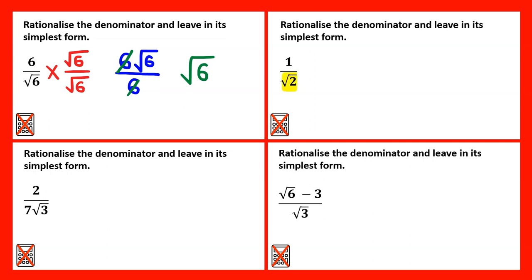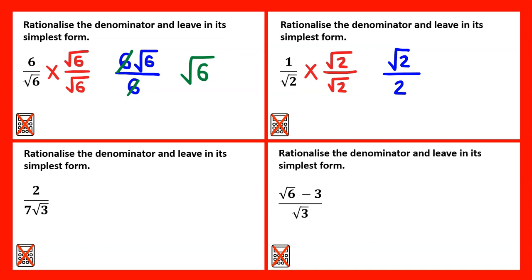For the next question, we'll eliminate root 2 by multiplying by root 2, and the numerator also needs to be root 2. 1 times root 2 is root 2, and root 2 times root 2 is 2. This can't be simplified any further, so we leave our answer as root 2 over 2.